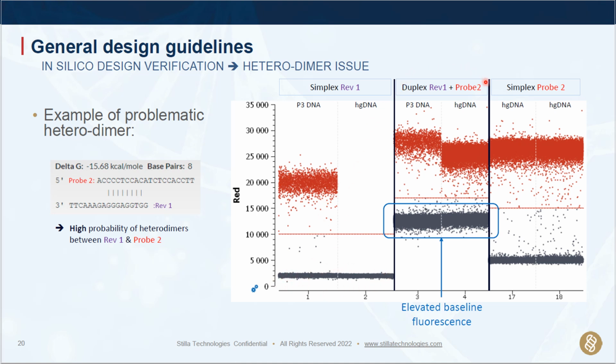But when we add these as a duplex, we can actually see that the baseline or the negative droplet background is actually raised much higher compared to either of the simplex reactions. And we can look at this and see that it's essentially caused by the probe heterodimers that form between these two assays, causing the raised background levels. Another reason why it's very important to check your primers and probes in silico.